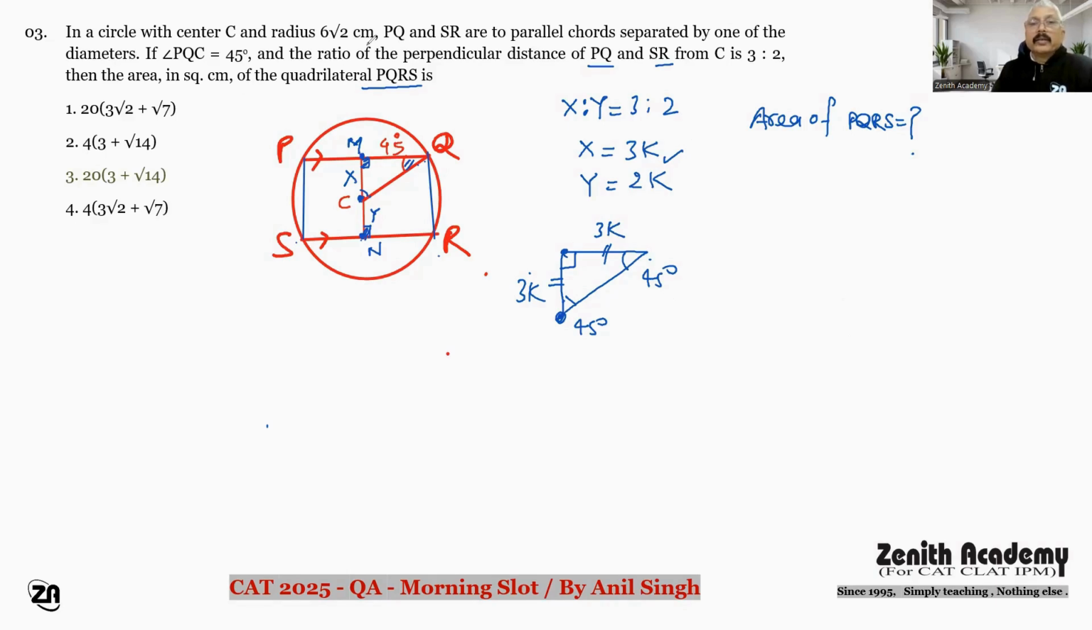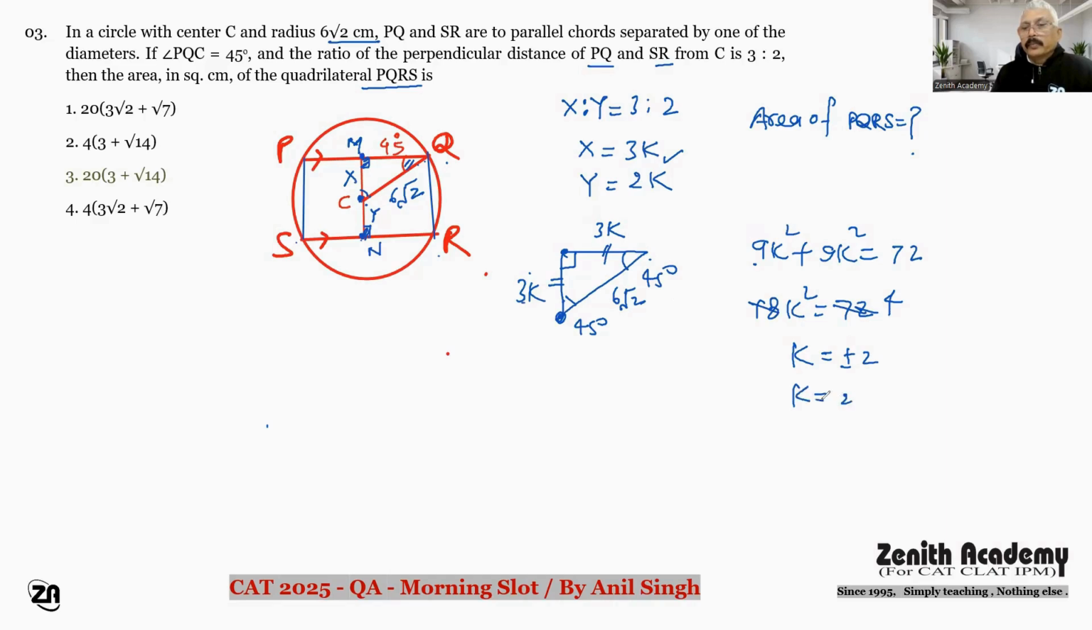And the radius is given here as 6 root 2, meaning CQ is 6 root 2. So we can find the value of k: 9k square plus 9k square is equal to 6 root 2 square, meaning 72. So 18k square is 72, k square is 4, which means k is equal to plus or minus 2. So definitely k is 2.